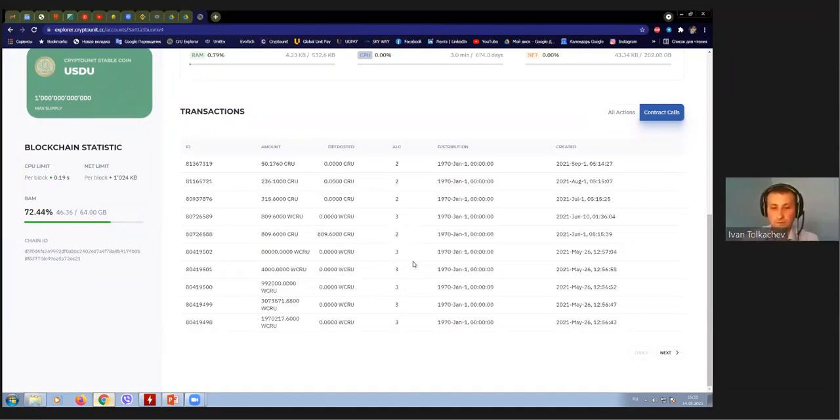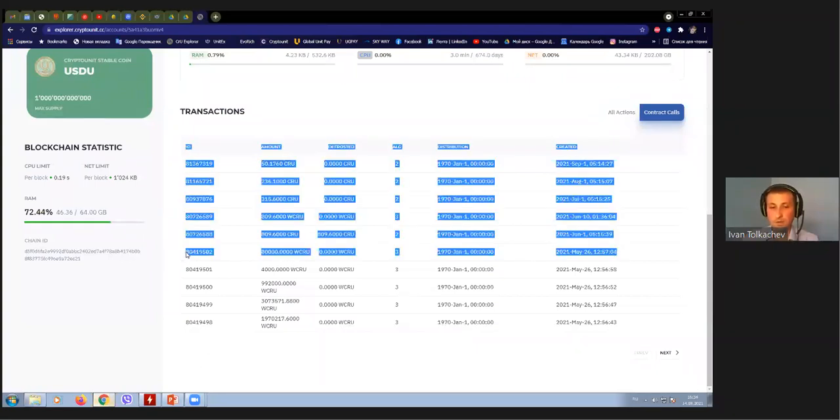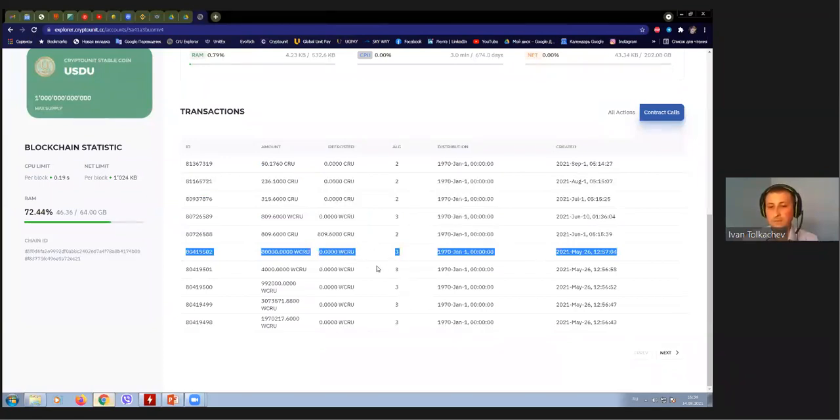For example, let's take this line over here. You, for example, on the 26th of May this year, purchase 80,000 WCRUs, and you have this entry in here. In this particular example, it could have been a conversion as well, CRU into WCRUs. But it doesn't really matter right now. The entry is the same, whether you purchase it directly or you convert CRUs into WCRUs.